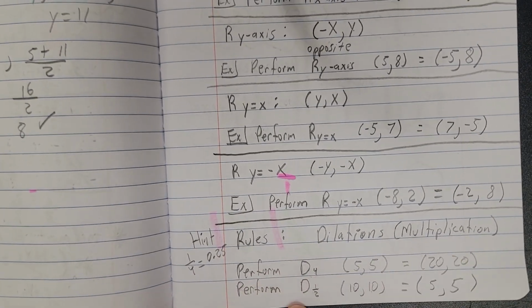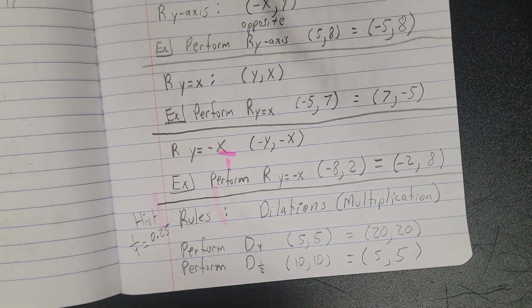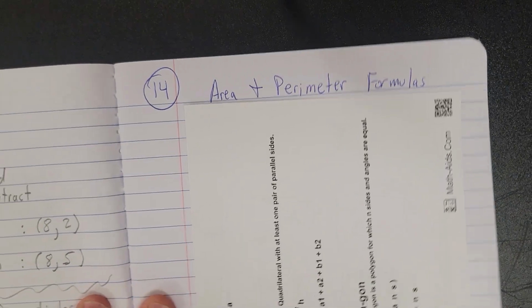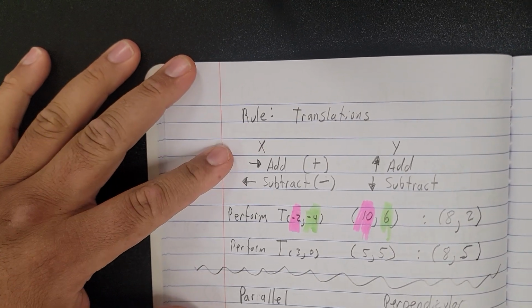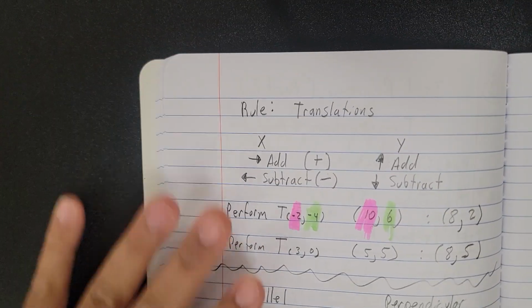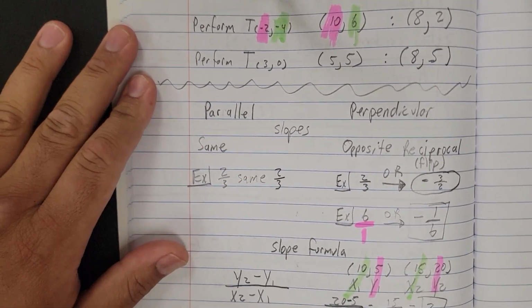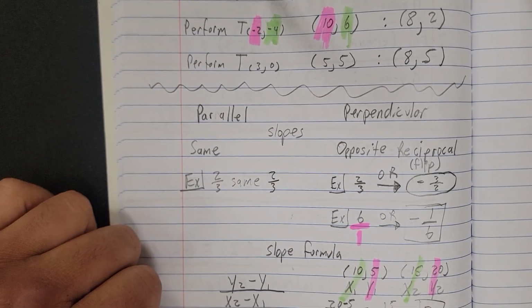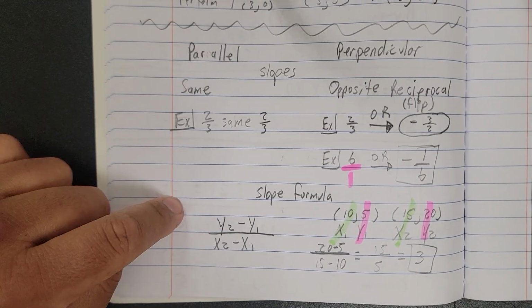Dilations. Remember, you're just multiplying the numbers. That's it. Translations. That's the adding and subtracting. And then again, another review on parallel and perpendicular. Same slopes, opposite reciprocal slopes. And the slope formula. So let's just review.